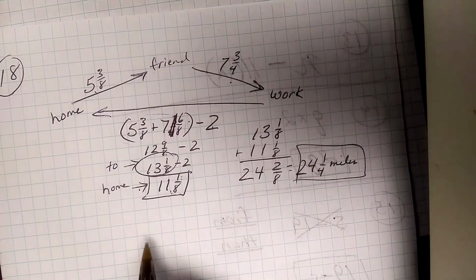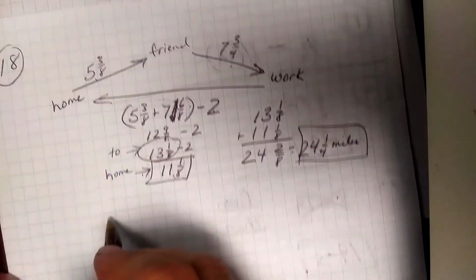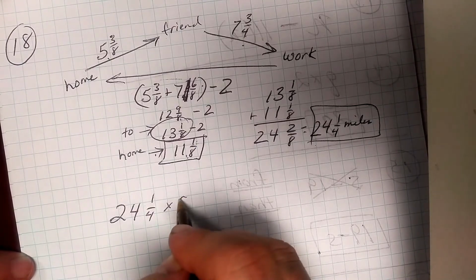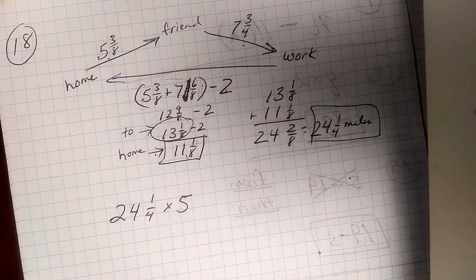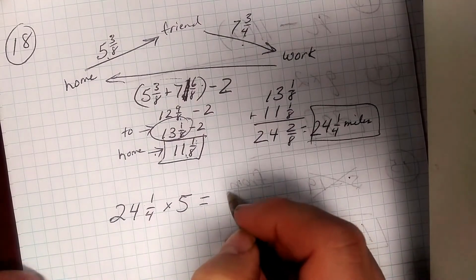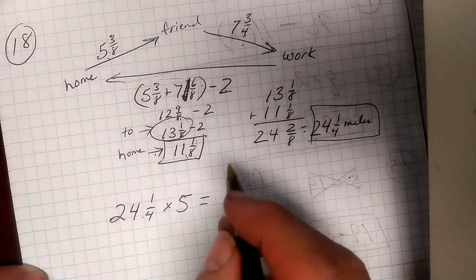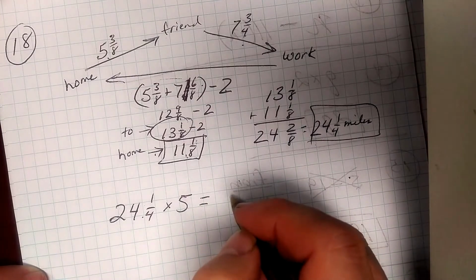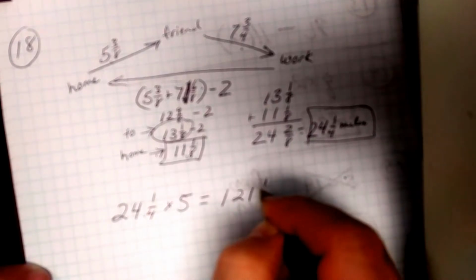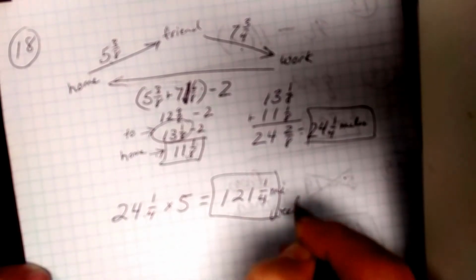So now the next step is to figure out for 5 days. So we're actually going to take 24 1/4 and multiply it times 5. So when we take this and we multiply it times 5, students would have to make this into an improper fraction, and then multiply, and we would get 121 1/4 miles, and this is for the whole week.